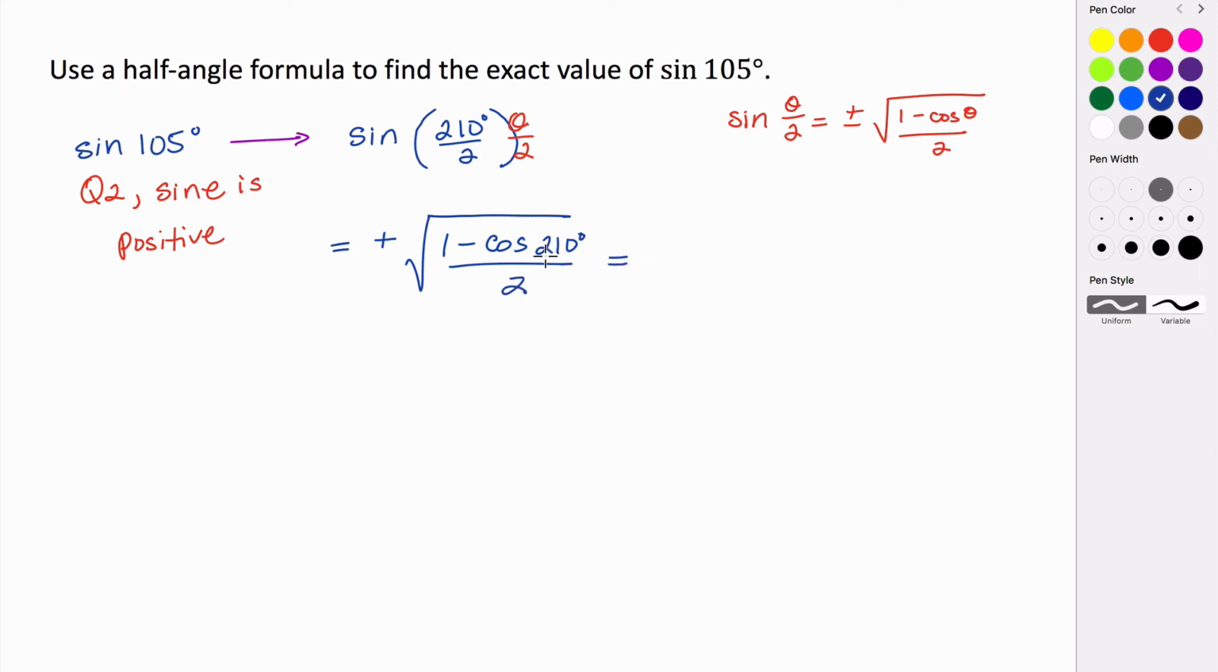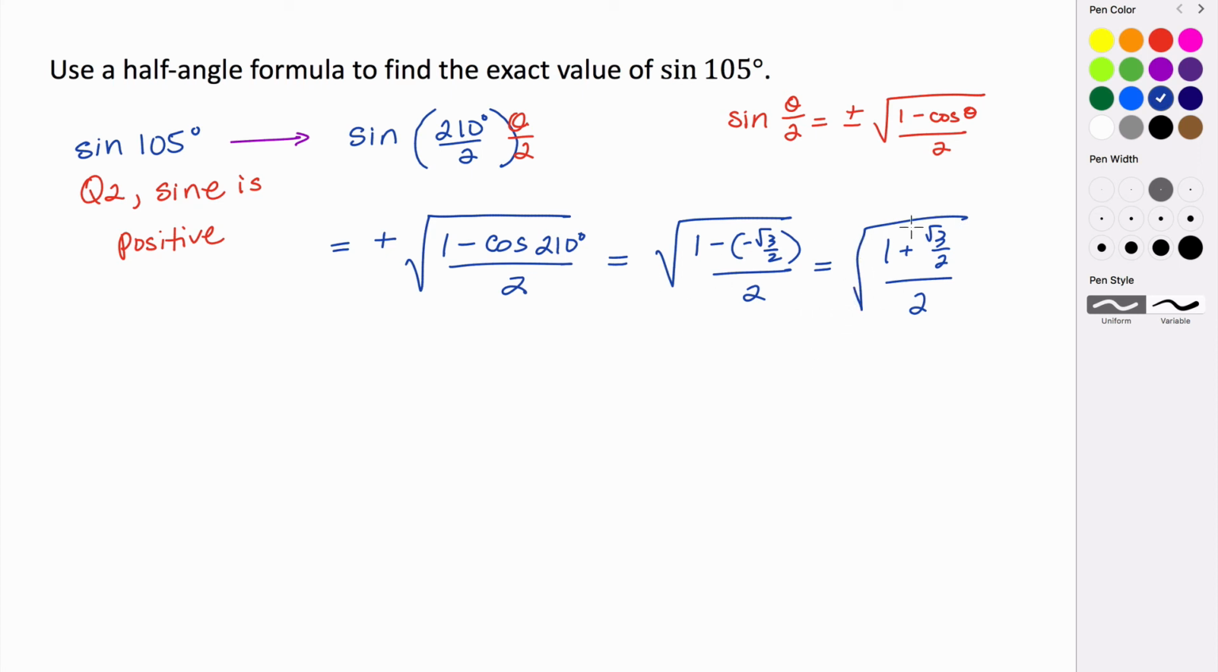210 degrees is an angle in the third quadrant, and the cosine is negative in the third quadrant. So the cosine of 210 degrees is negative square root of 3 over 2. So this is the square root of 1 minus negative square root of 3 over 2, all over 2. We're subtracting a negative here, so we can just take this as a sum. So 1 plus the square root of 3 over 2, all over 2.